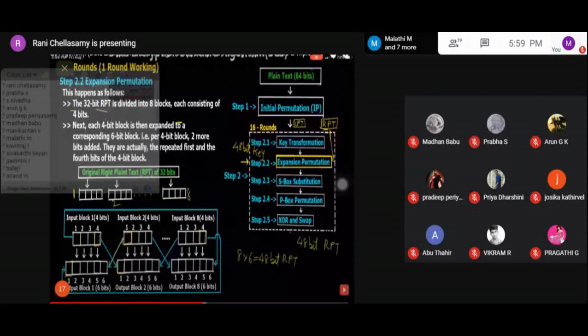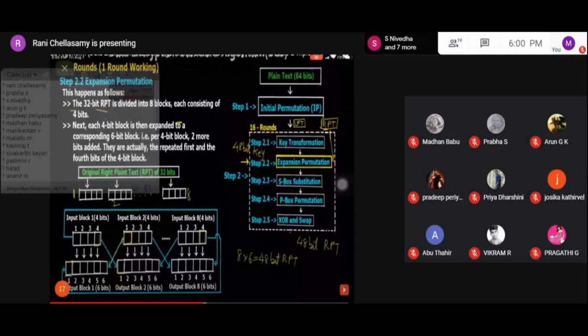So considering the output block 2, so 1, 2, 3, 4 from the input block will become as such for the output block. The first bit in the second output block will be coming from the last bit of the input block 1. And the last bit of the output block 2 comes from the first bit of the next block that comes into picture. So in this manner, the 4 bits in the input block are expanded to get the 6 bits in the output block. So this is called expansion permutation.